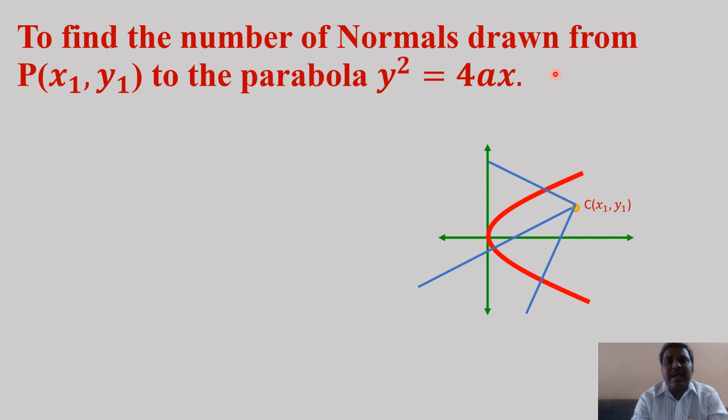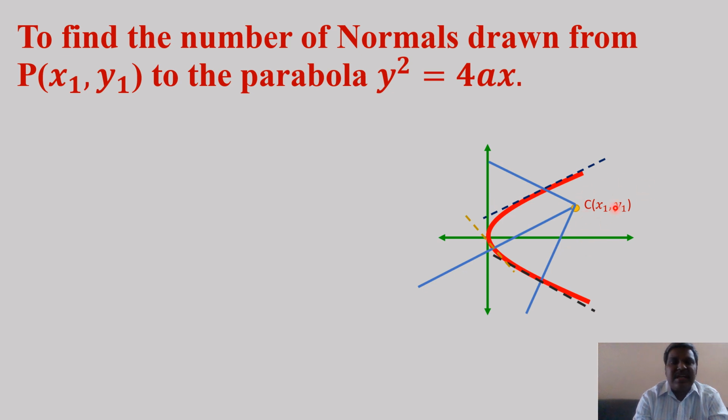I mean, if you draw the tangents at their points of intersection like this, the normal is perpendicular to the tangent. At that time we say that these are called normals. These are normals: first normal, second normal, third normal to the parabola drawn from this point (x1, y1).